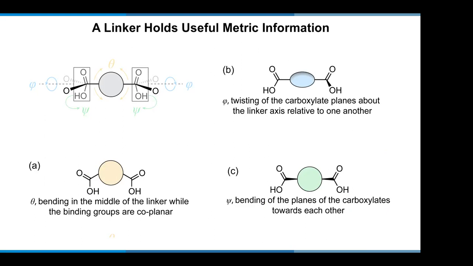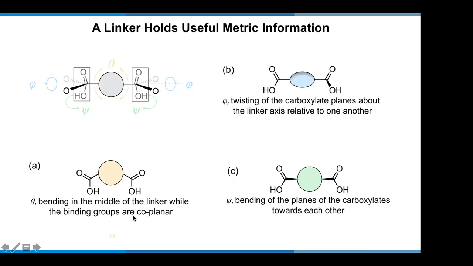So the terephthalate that I was talking about, benzene dicarboxylate, all of a sudden could be a more complex molecule that provides you with different angles. So you have a bending angle, that's theta. You have a twisting angle in and out of the screen, that would be psi and or phi, and then psi is the folding towards you or behind the screen. So this was very exciting.